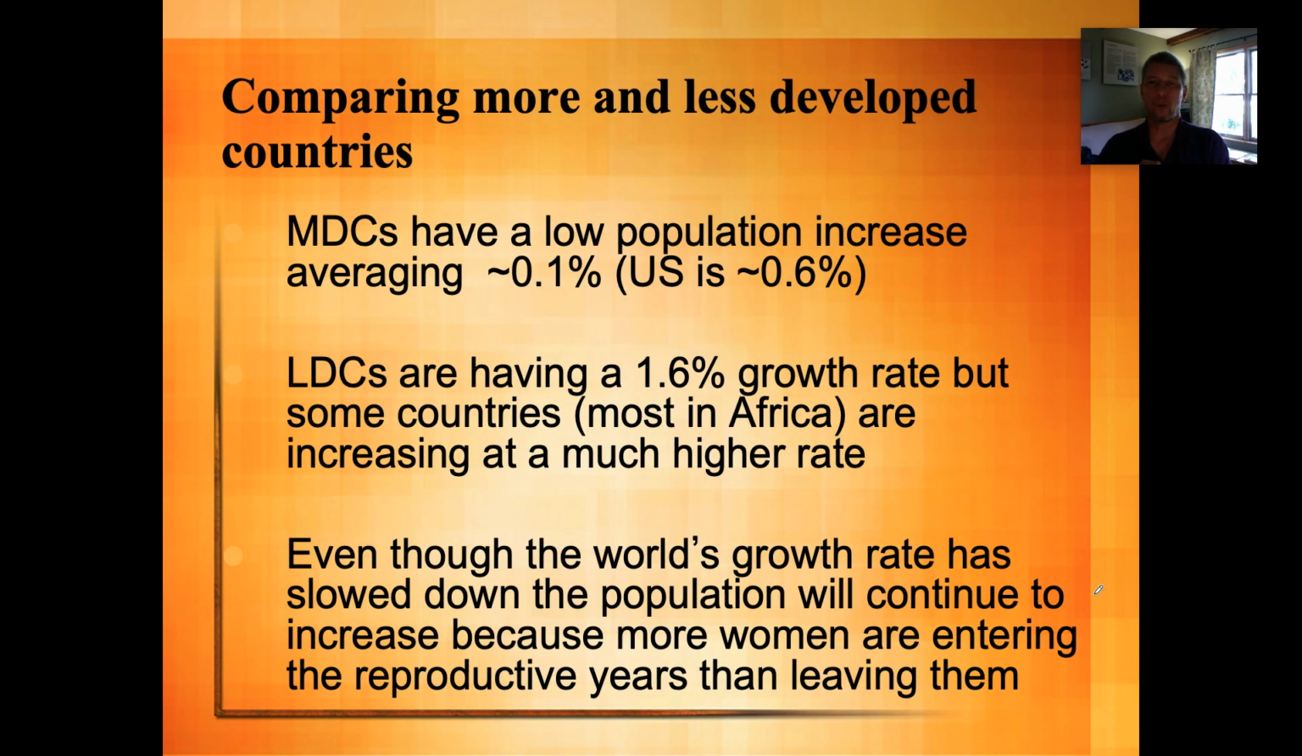Okay, so what's the difference between the more developed countries and the less developed countries? Well, in more developed countries, we tend to have a lower population increase. Now, the population is still getting larger, but the increase averages at around 0.1% per year. All right. Just as a reference point, the United States is growing at about 0.6% per year. The less developed countries, on the other hand, are growing at a rate of 1.6% each year. And some countries, most of them found in Africa, are increasing at a much higher rate.